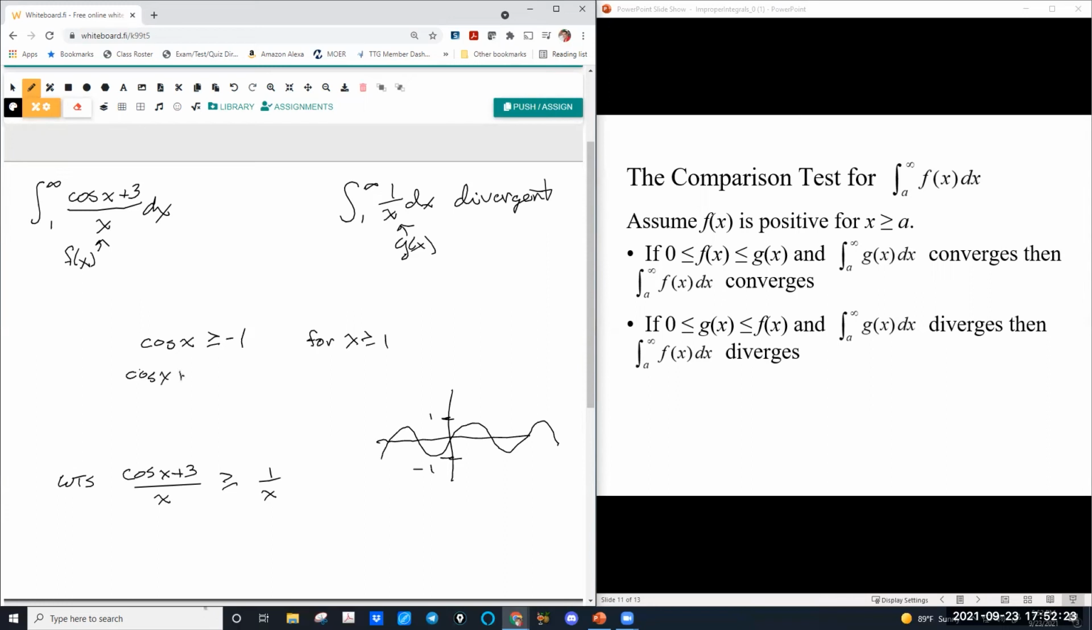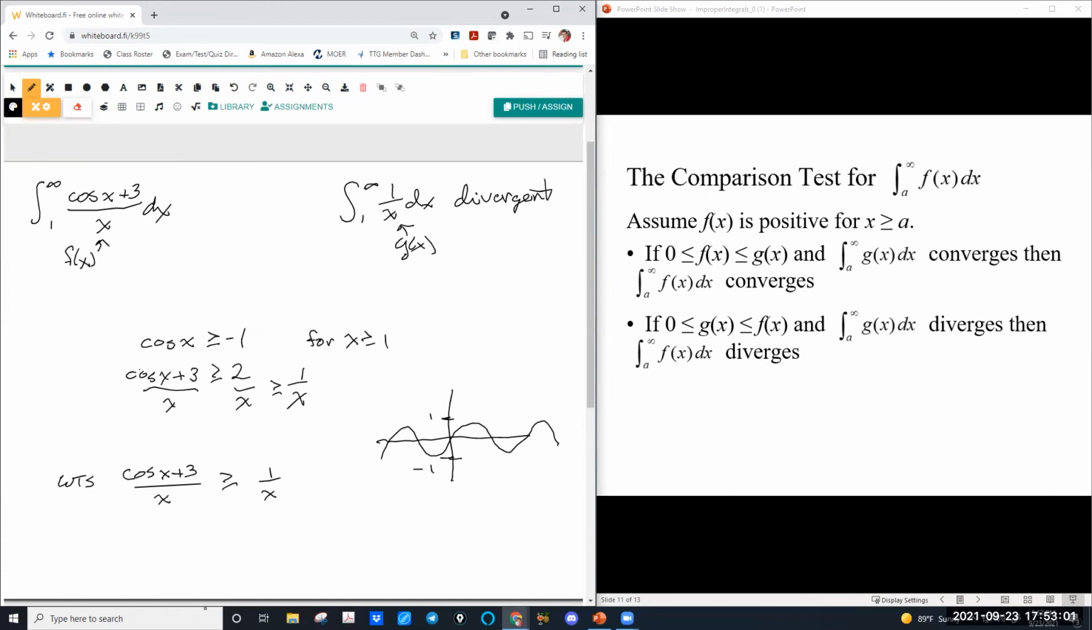Cosine of x plus 3, well, add 3 to that side, we can add 3 to this side, is greater than or equal to 2. All right, well, let's divide both sides by x. All right, that's great. Well, 2 over x. There are two things I want to talk to you about this. Number one, it's very easy to show that 2 over x is greater than or equal to 1 over x, right? It's double it.